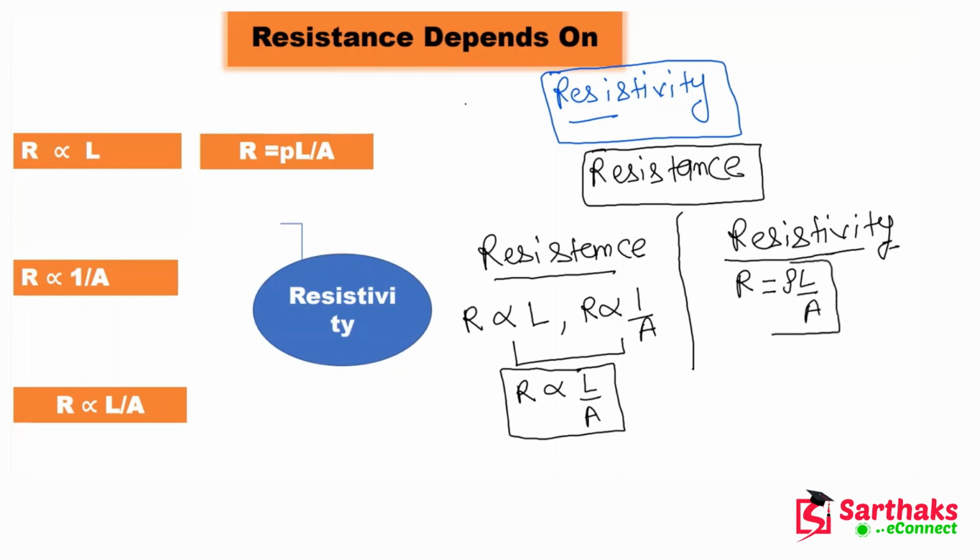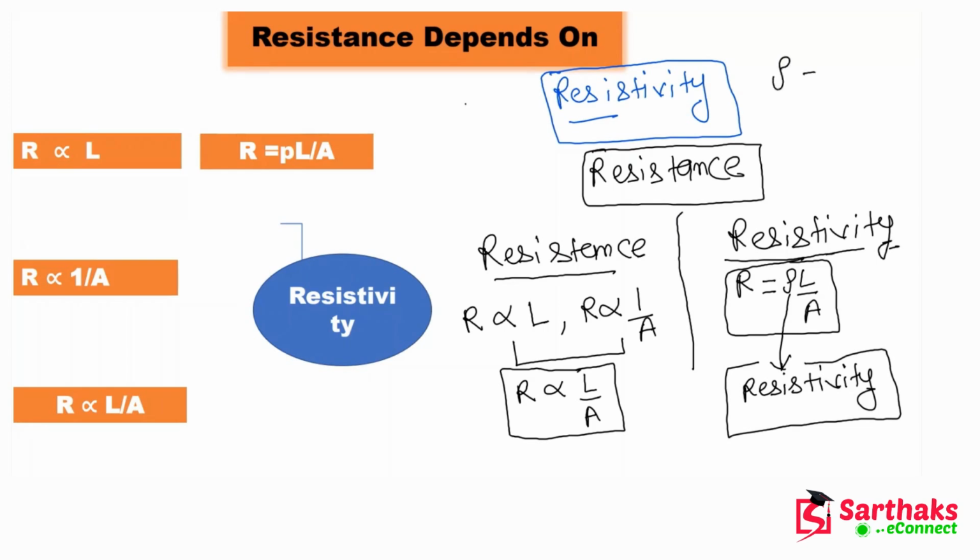So what is this rho? This rho is the resistivity. I hope you understand this. Now, what is the formula to calculate resistivity? Let's send L and A to the other side. So this is the formula to calculate resistivity: rho equals R A by L. I hope you got my point.